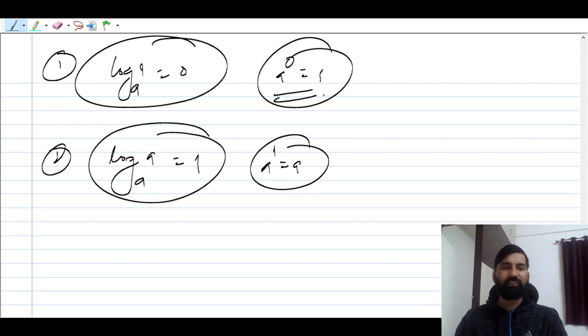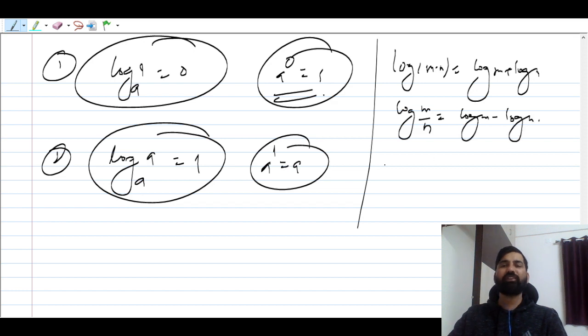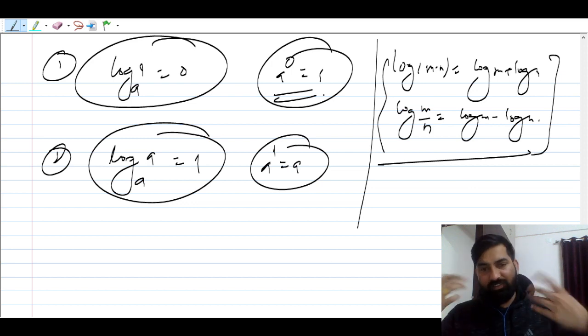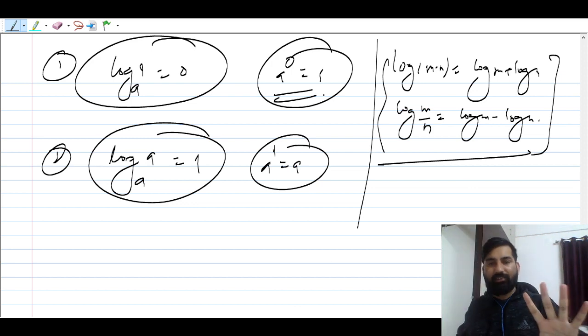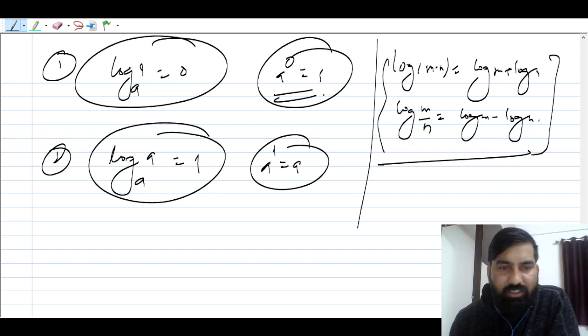There are also some properties, guys, you can say laws of logarithms. They are called the product and quotient rules. If you need to find log of m into n, it is log of m plus log of n. And log of m by n is log of m minus log of n, to any base. Whenever I'm not writing any base here, you always have to consider base 10, but natural log has the base e. You should remember this too.